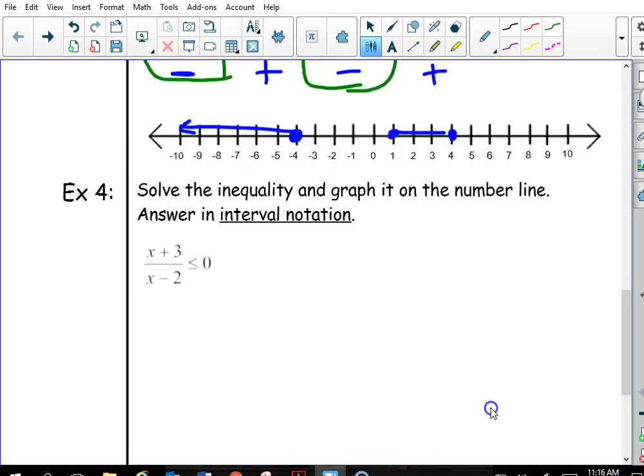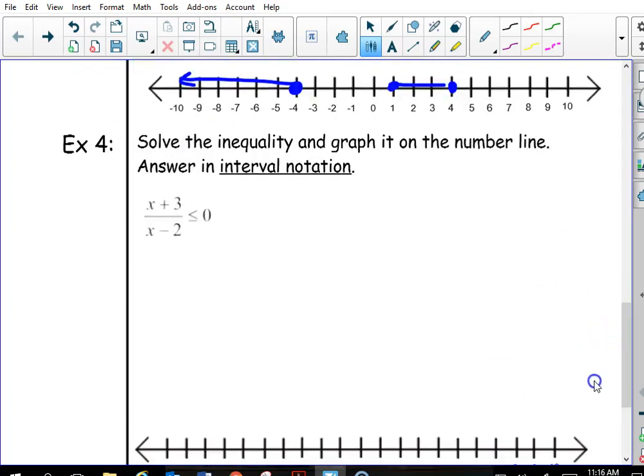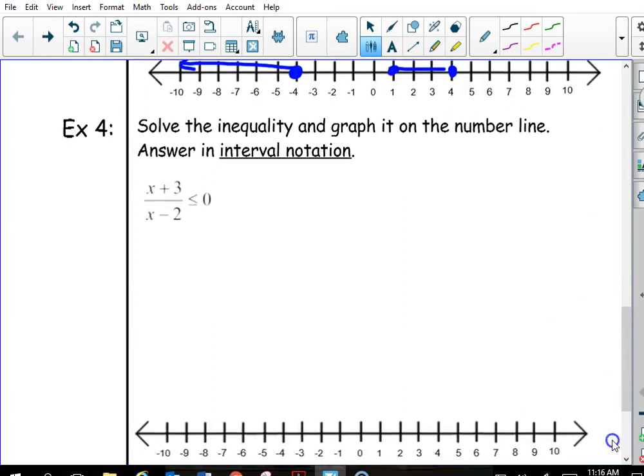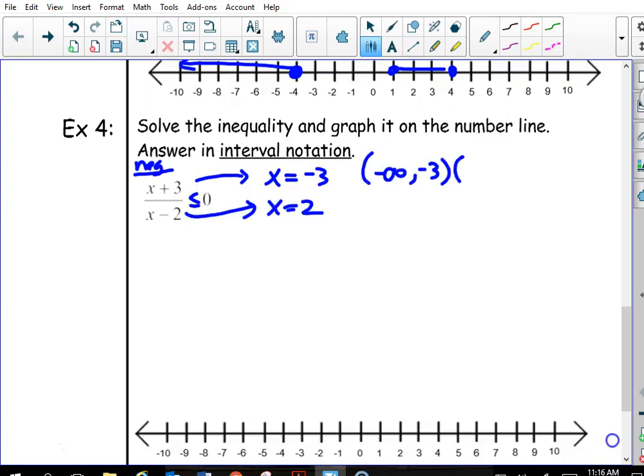Okay, now we start to get into the rational inequalities. Here's the good news. It's almost the same. We're going to find the zeros of the numerator and the denominator. And since they're asking us about less than or equal to 0, they're looking for where this is negative. So my 0 here is x equals -3. My 0 in the denominator is x equals 2. So my intervals are -infinity to -3, -3 to 2, and 2 to infinity.